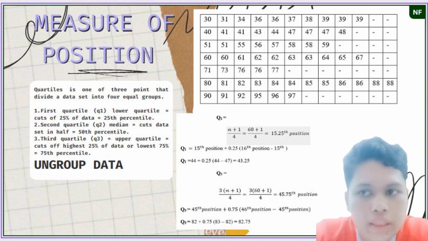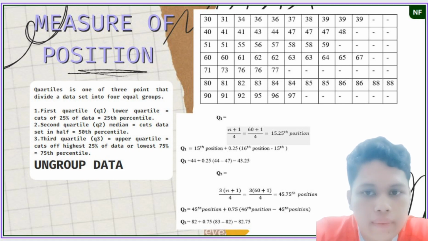It means the 25th percentile, and the second quartile is Q2. It is the median, which cuts the data in half. It means the 50th percentile, and quartile 3 is Q3, the upper quartile. It cuts off the highest 25% of the data, or the lowest 75%. It means the 75th percentile. The difference between the upper and the lower quartile is called the interquartile range. You can see the table and the solution.